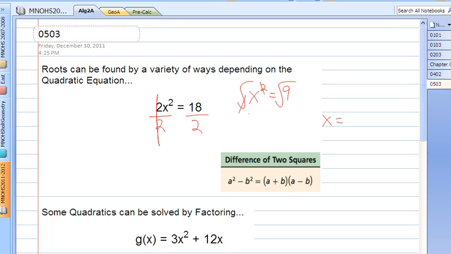Now remember, whenever you take the square root of both sides, we have a plus side and a minus side, and then the square root of 9, of course, is 3. So we would end up with two roots here, two solutions: x equals plus 3, x equals minus 3. Okay, so that's one way to do that kind of problem.